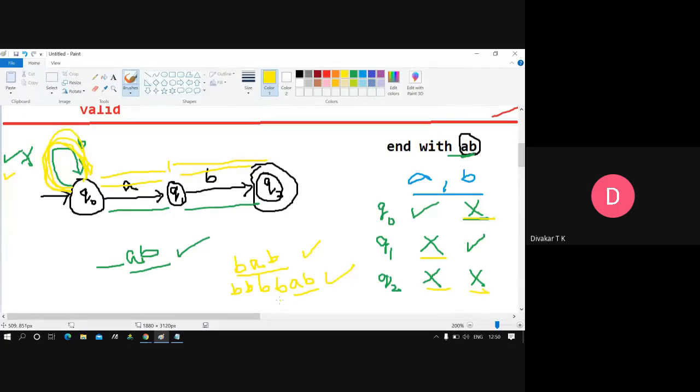This is a DFA problem we are doing today. If you have any questions, you can ask me. I'll wait a couple of seconds. Just tell me if you have any doubt, otherwise I'll move on.